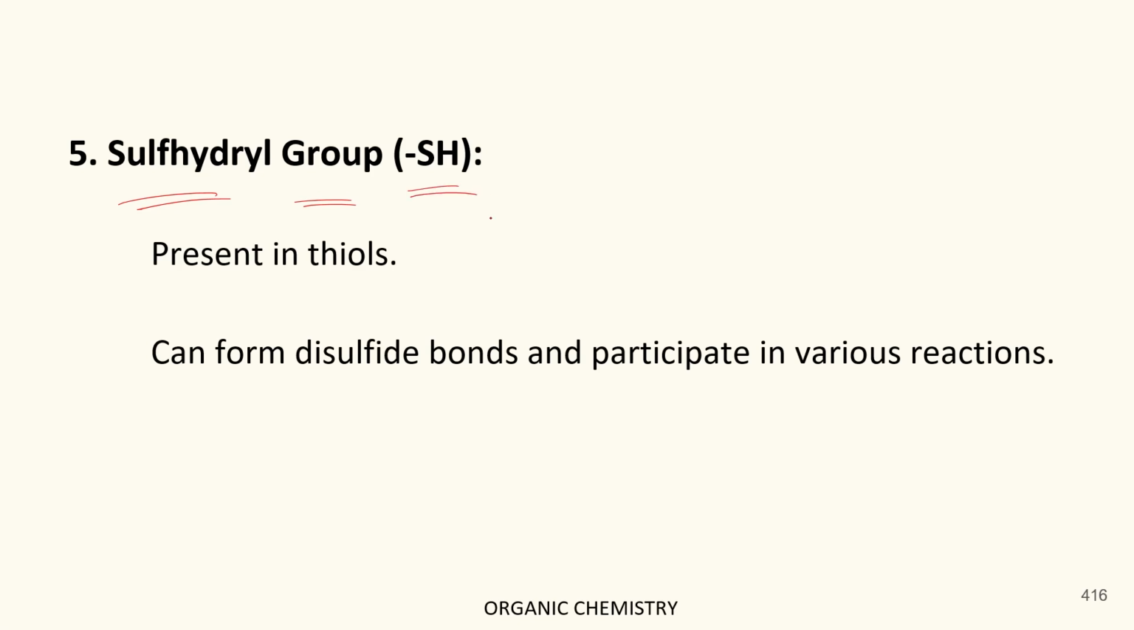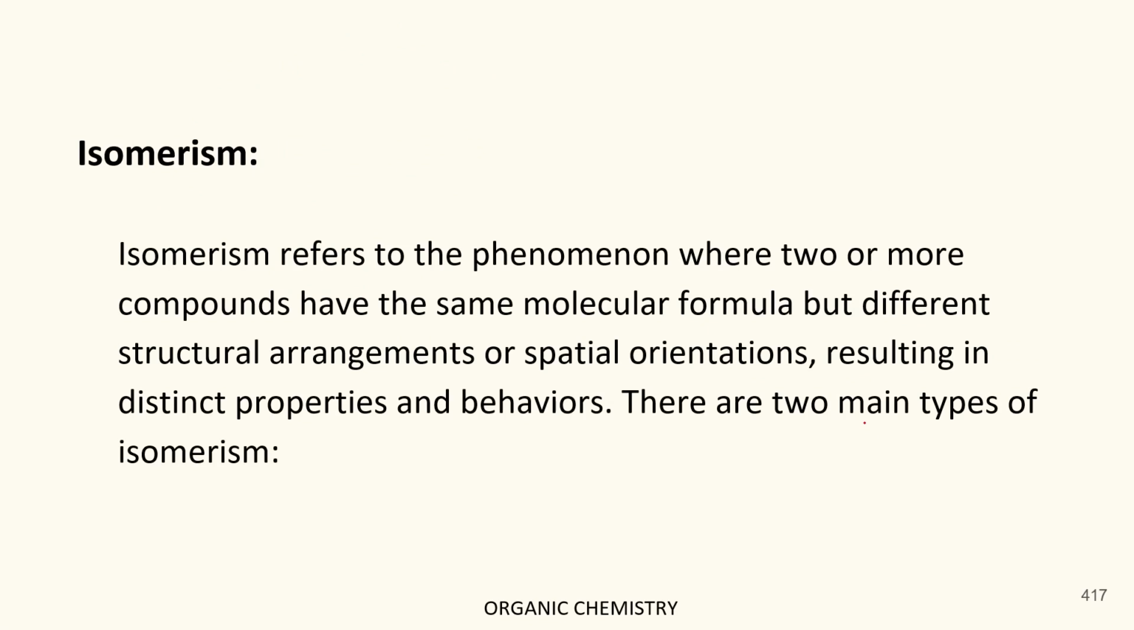The fifth one is the sulfhydryl group, represented by this symbol. It is present in thiols and can form disulfide bonds and participate in various reactions. So you can say it is also chemically active because it can participate in various chemical reactions. Got it? Just write it down. Let's move forward. Now we have the topic of isomerism.